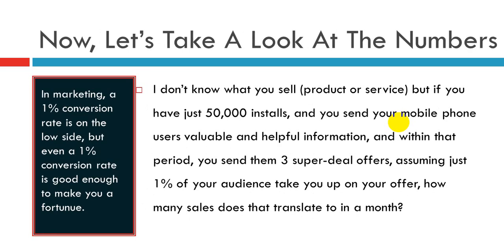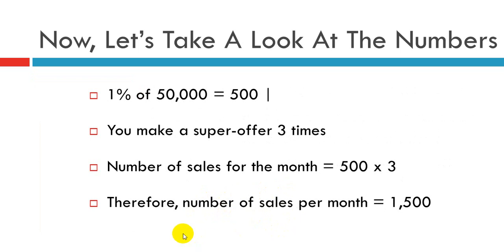Let us assume that you have only 50,000 installs, whatever you sell, product or service, and that you send your mobile phone users valuable and helpful information, and within a certain period, let's say 1 month, you send them 3 super deal offers. Now, assuming 1% of your audience takes you up on your offer, how many sales does that translate to in a month? Let's take a look at it. 1% of 50,000 is 500.